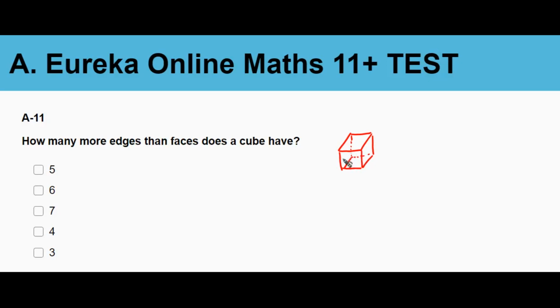So now, if you count vertical edges, 1, 2, 3, 4. What about horizontal edges? 1, 2, 3, 4, 5, 6, 7, 8. Yes. For the bottom, we have 4 edges. For the top, we have another 4 edges. So totally we have 12 edges.